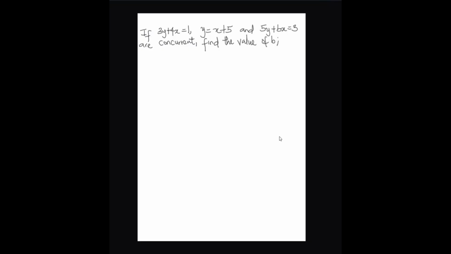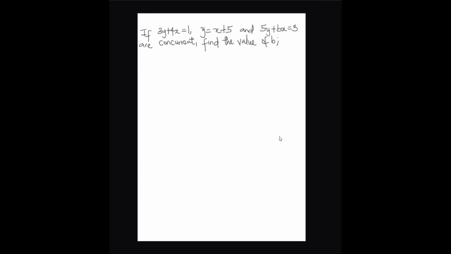So today we have an Olympiad question here that reads: if 3y + 4x = 1, y = x + 5, and 5y + bx = 3 are concurrent, find the value of b.